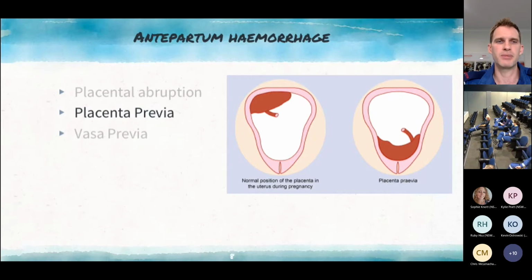And this, compared to placental abruption, usually presents as painless vaginal bleeding, usually in the second, but more likely the third trimester, and it comes on a little bit more slowly and insidiously. These patients still may become hypovolemic and they may need resuscitation from the bleeding.